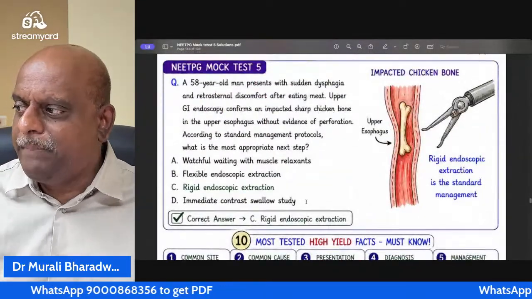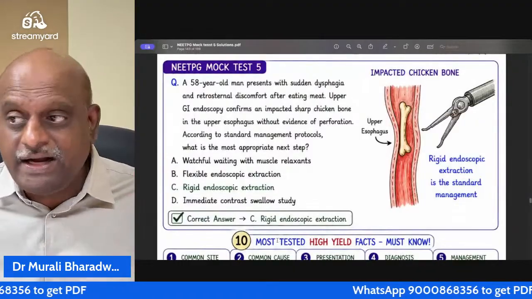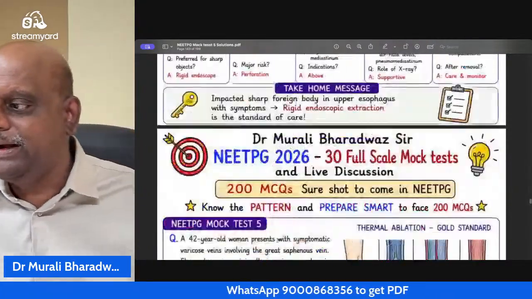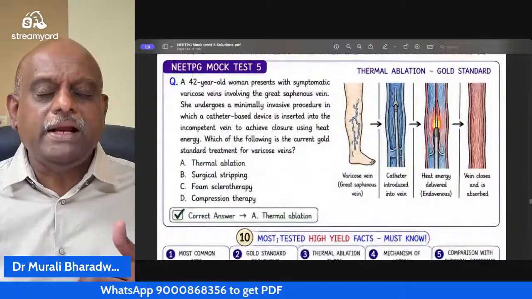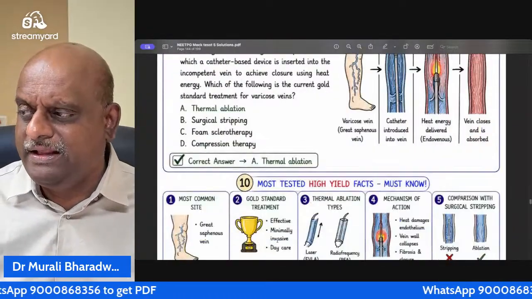Whenever a chicken bone is stuck in the upper esophagus, it is the rigid, not flexible, rigid endoscopic extraction that needs to be done. So, thermal ablation is the gold standard treatment for the treatment of the varicose veins.